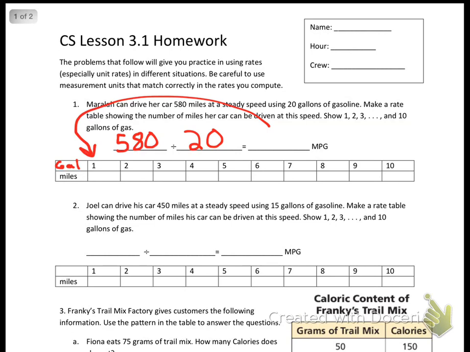Okay, Joel can drive his car at a steady speed. He can go 450 miles on 15 gallons of gas. This is the exact same problem. Just pay attention to it.